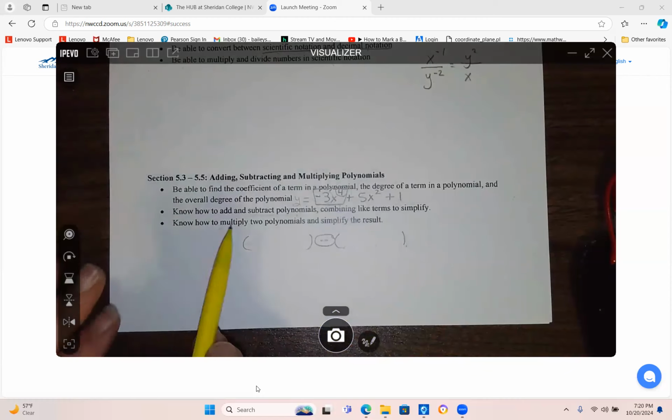Know how to multiply two polynomials and simplify the results. So, you can use your FOIL method here.